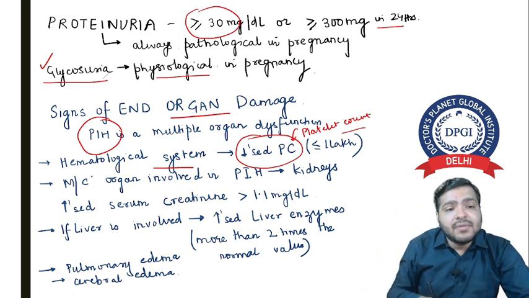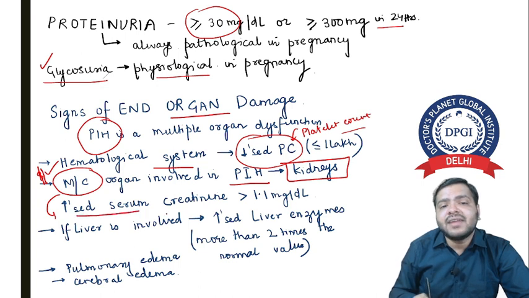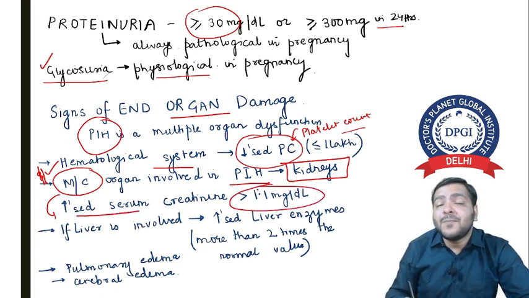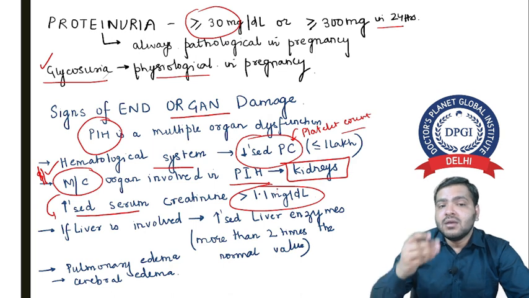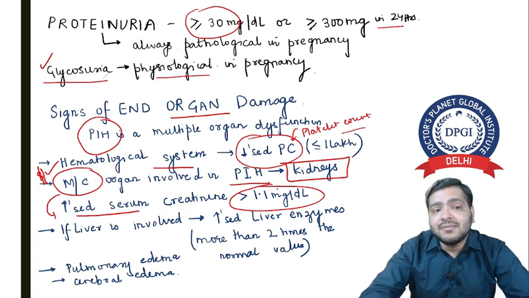Apart from that, guys, remember the most common organ that is involved in pregnancy induced hypertension, that is again a question that I'm marking with a dollar sign, that is kidneys. And remember how it is, basically the increased serum creatinine, basically more than 1.1 milligram per deciliter. So if the serum creatinine values extend beyond 1.1 milligram per deciliter, it automatically means the kidneys are disturbed, and it is the most common organ that is actually involved in pregnancy induced hypertension.